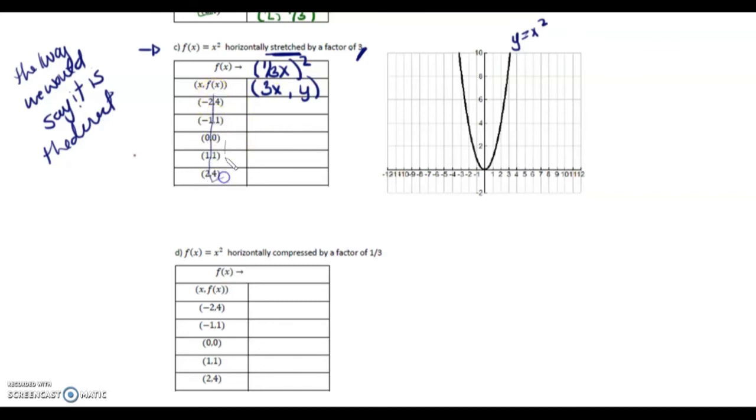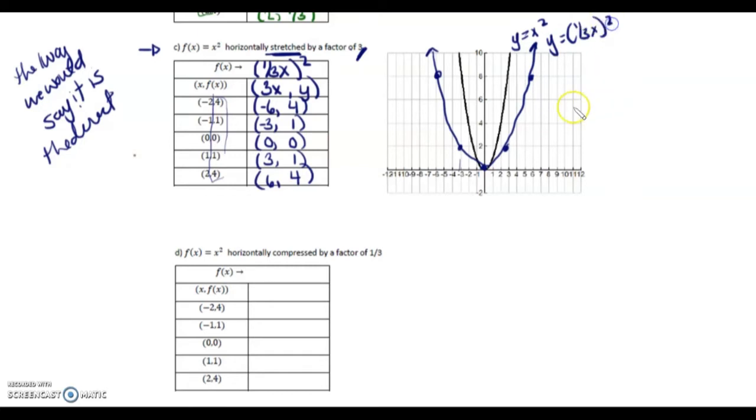So we can go down this entire y column and just copy out 4, 1, 0, 1, 4. Then multiply all of the x values by 3. So negative 6 and 4, negative 3 and 1, 0, 0, 3, 1, and then 6, 4. So this is going to be our y equals 1/3 x squared.